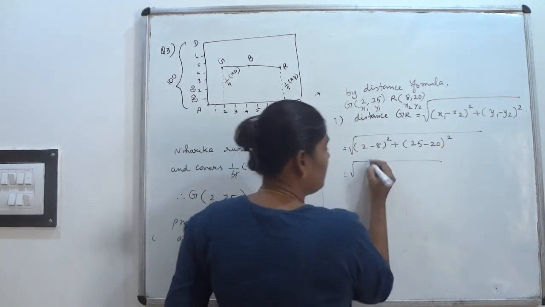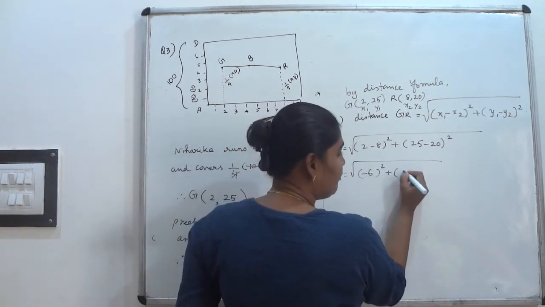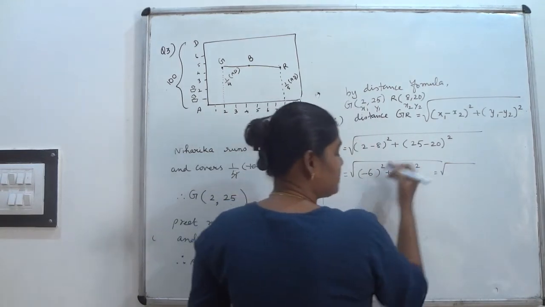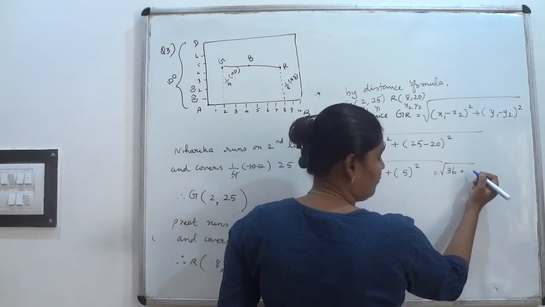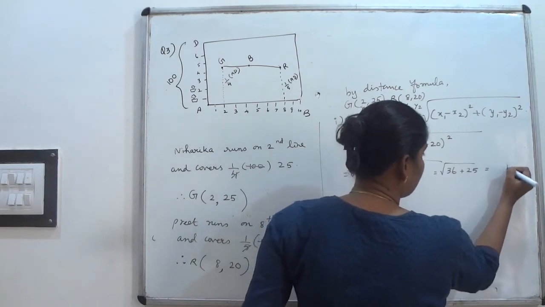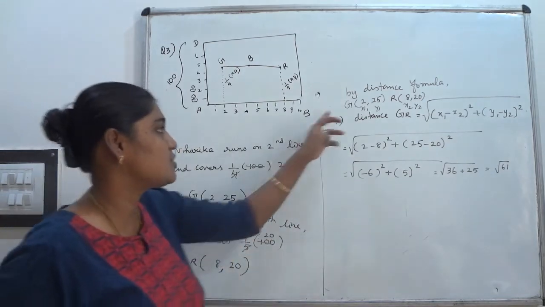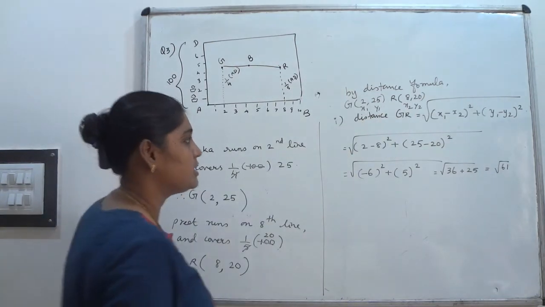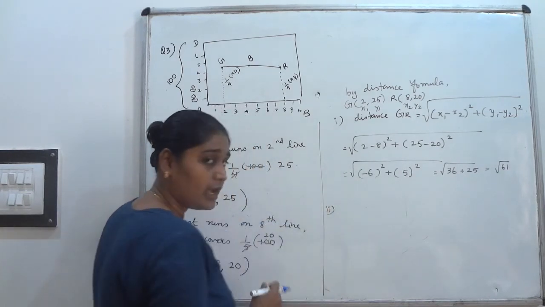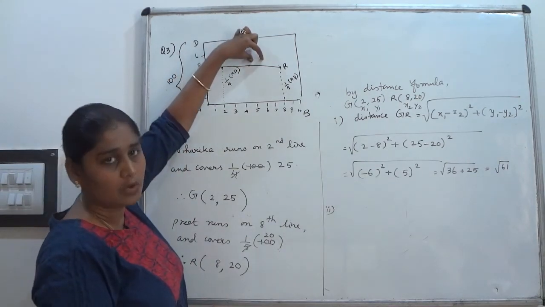That means under root, 2 minus 8, that is minus 6 whole square, plus 25 minus 20, that is 5 square. So you will get minus 6 whole square 36, 5 square, that is 25. So you will get under root 61. That is the distance between these 2 points, that is G and R. Go for the second part of this question. They asked you the coordinate point of B also.